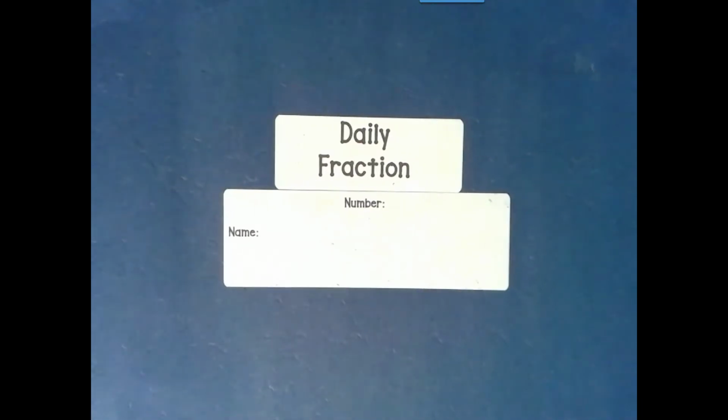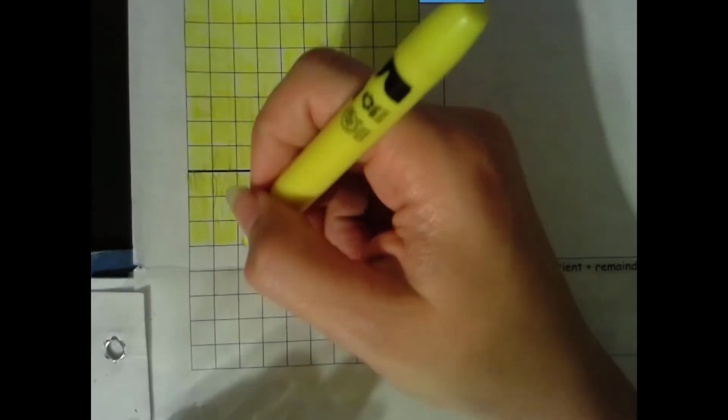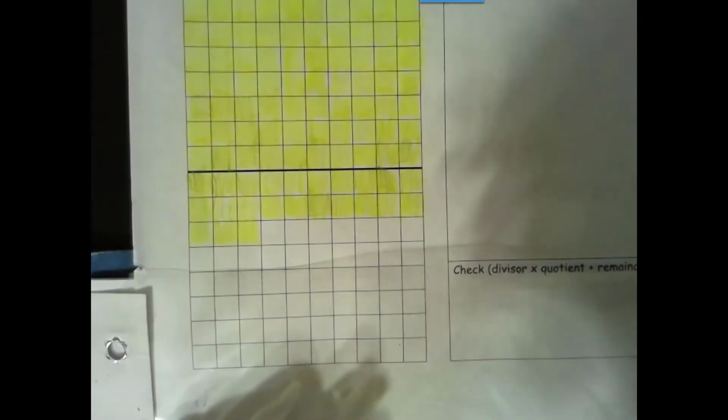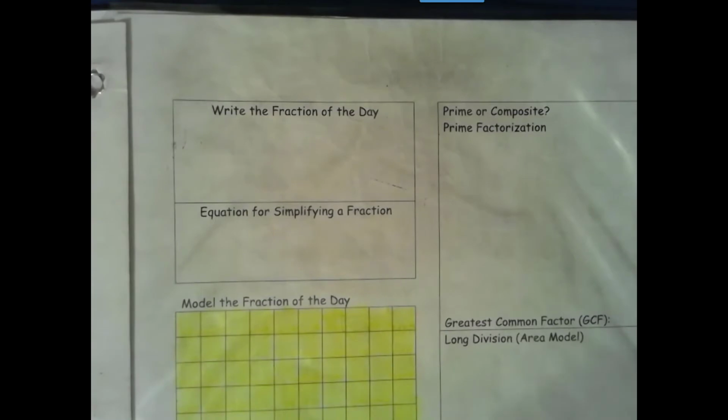Welcome to day 123 of our school year. We have 57 school days left. All right, let's go ahead and get down our beginning fraction. We have a total of 180 school days.